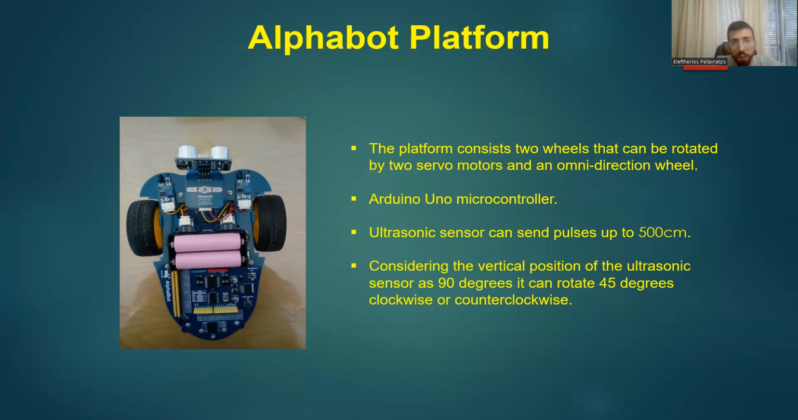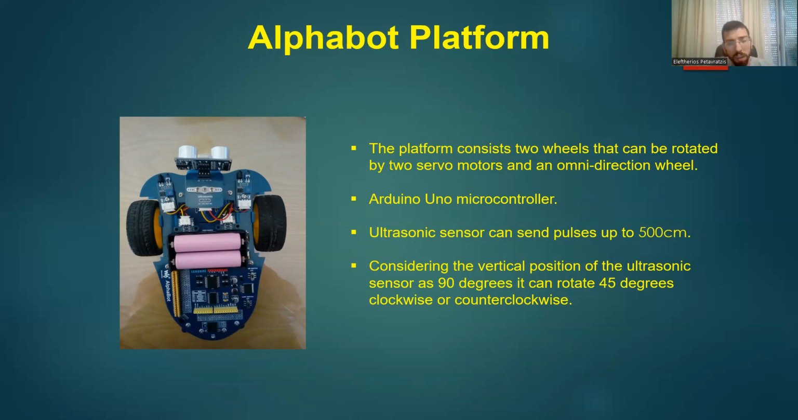Here, I'm going to show you the Alphabot platform that we are using. As you can see, this platform has 2 wheels on each side. There are 2 batteries that can give power to our platform. And at the top, you can see an ultrasonic sensor that can turn into 3 different directions. This sensor can send pulses up to 5 centimeters and can detect the placed obstacles.